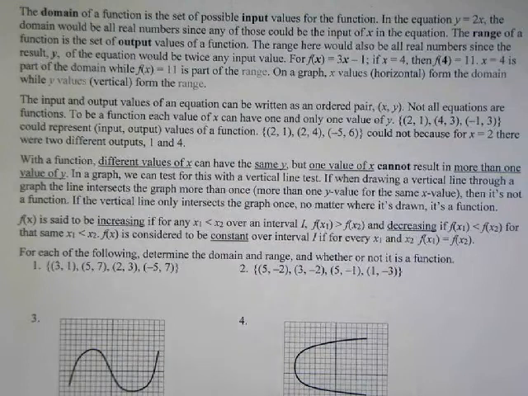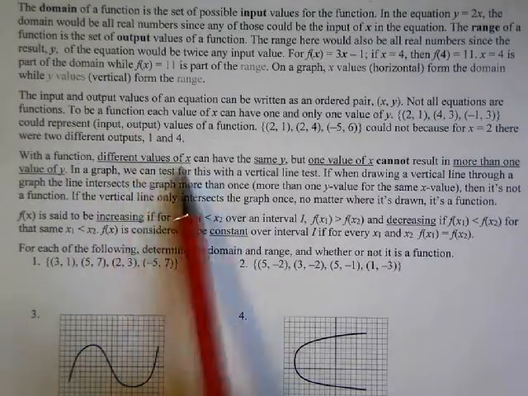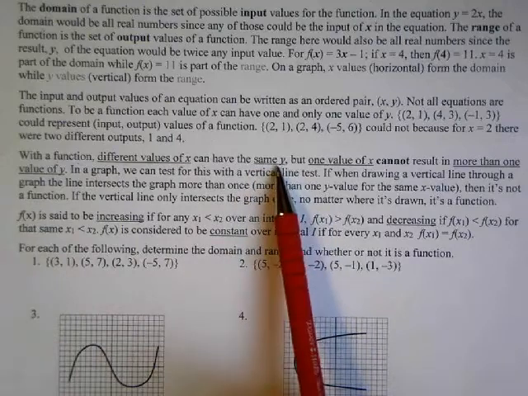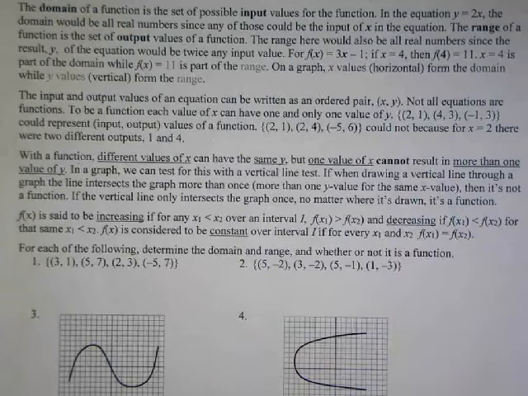So imagine going to your ATM and you want to get out 20 bucks, and sometimes it gives you 40 bucks and sometimes it gives you 20 bucks. You never know. That would not be a satisfactory situation in the long run. So with a function, again, different values of x can have the same y, but only one value of x can result in one value of y. So it's got to be this kind of one-to-one thing.